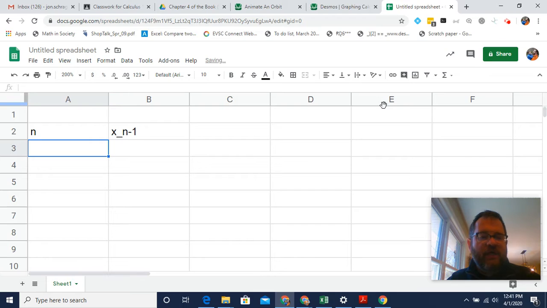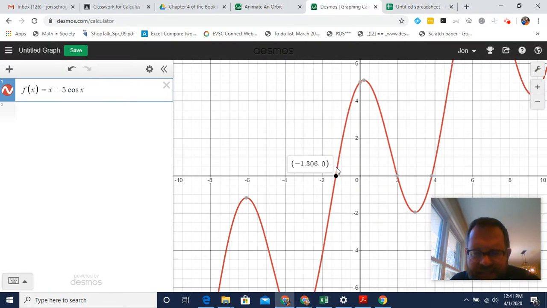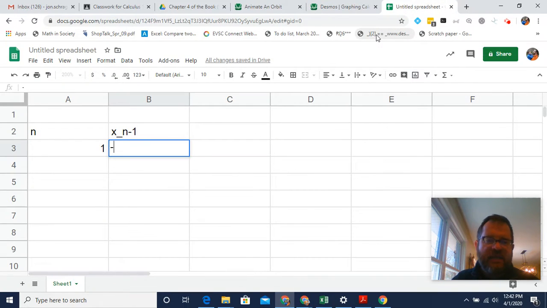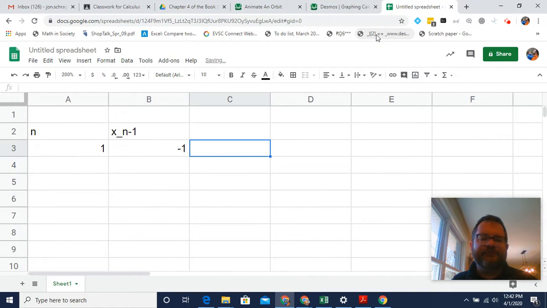For example, when we're working on our first guess, we're going to need to know x of n minus 1, or x of 0. That's going to be our initial guess. Well, we know it's really somewhere near negative 1.3. Why don't we say negative 1? Our original guess will be negative 1.